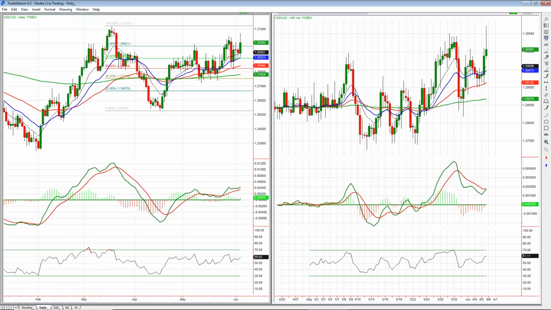And then moving down to the daily, we can see everything is lined up very nicely in terms of the moving averages. The 200, the 50, the 20, and the 10 all look very good.